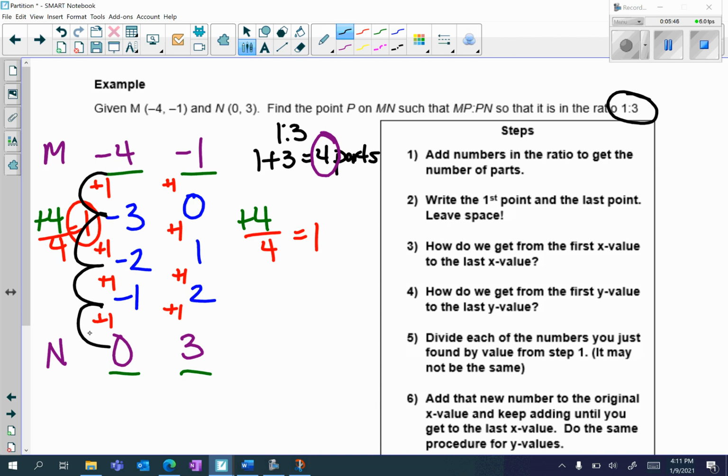How many loops do I have? I should have 4 because that's the number of parts I have. So I have 1, 2, 3, 4. And do the same on the other side. 1, 2, 3, 4.